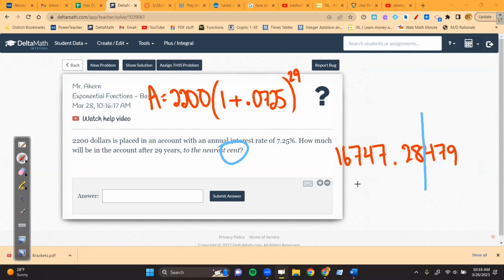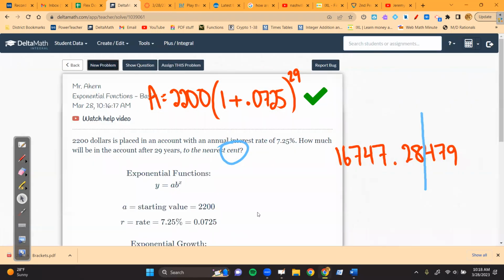Any questions about that? I don't even think you need dollar signs. I'll take one for the team if it's wrong, but I think I can just type in 16,747.28 and hit submit. It doesn't need dollar signs or time labels or anything like that. It just wants the numbers.